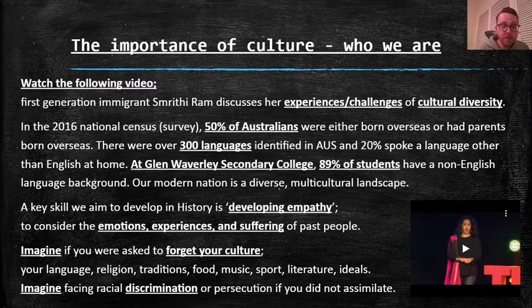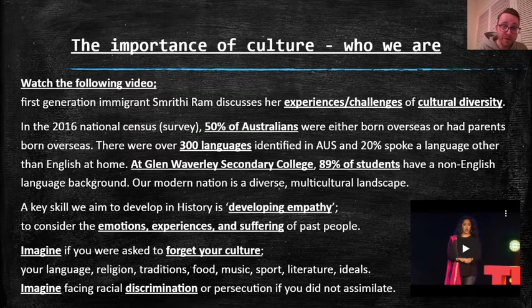In 2016, the National Census, which is a survey, found that 50% of Australians were either born overseas or had parents born overseas. There are over 300 languages identified in Australia, and 20% spoke a language other than English at home. At Glen Waverley Secondary College, 89% of students have a non-English language background. Our modern nation is diverse and multicultural.